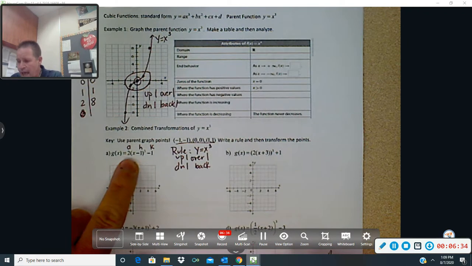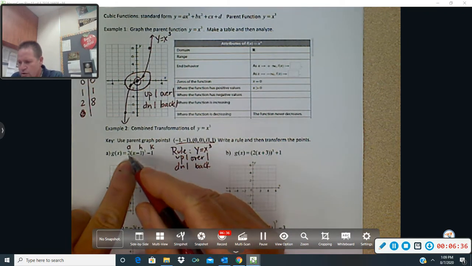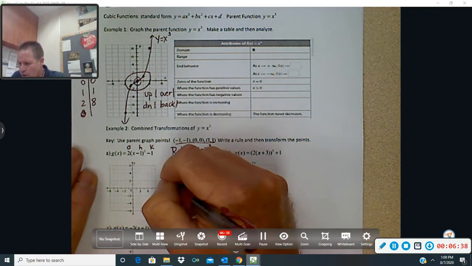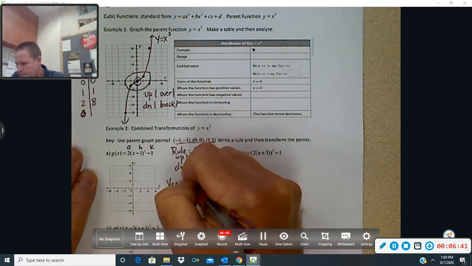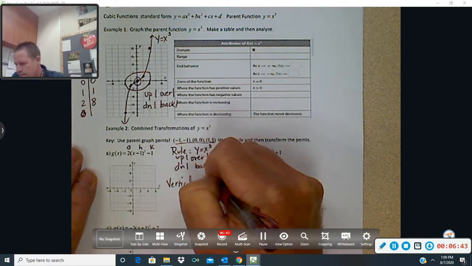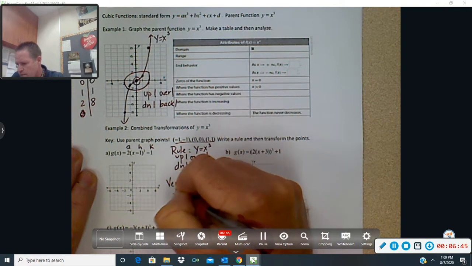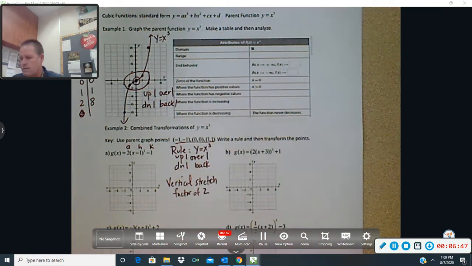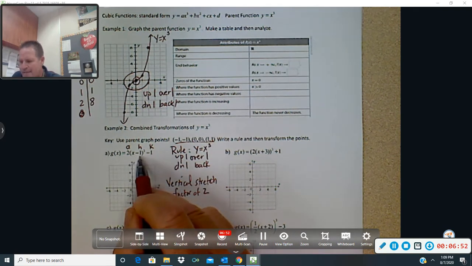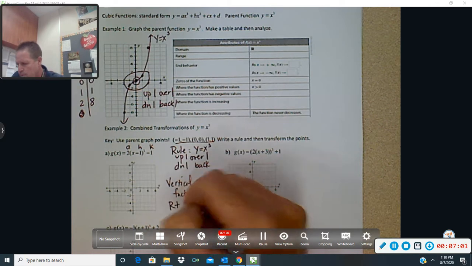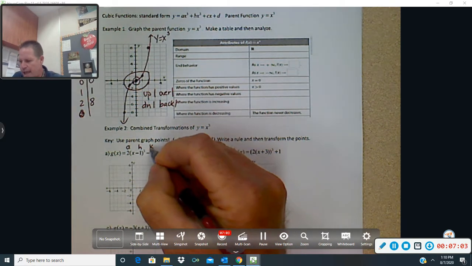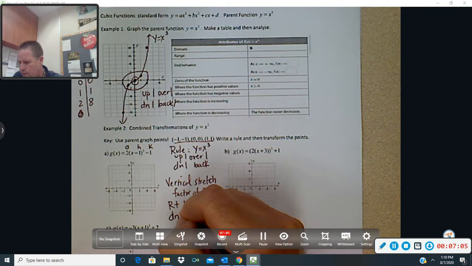Okay, so if your A is 2, A is our vertical stretch, we're going to say this is a vertical stretch factor of 2. Okay. Now a minus 1 inside, that's an H. Remember, it goes opposite of the way you're thinking if it's inside the parentheses. So we are going to go right 1. And then for our K, being minus 1, we're going to go down 1.